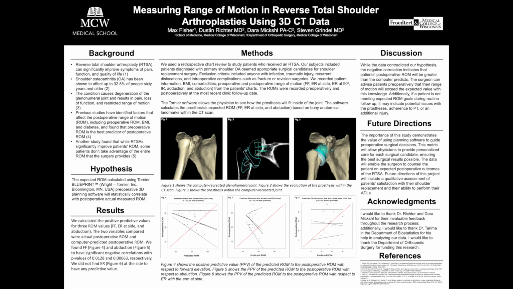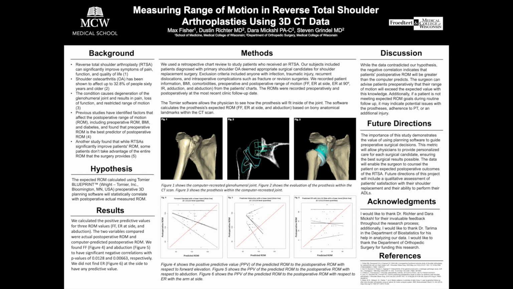The software allows for the surgeon to fine-tune the placement of the prosthesis to allow for maximum range of motion. The software calculates the ranges of motion based off of impingement on bony anatomical landmarks within the CT scan. We also recorded demographic information on the patients, such as gender, laterality of the surgery, BMI, and other comorbidities.